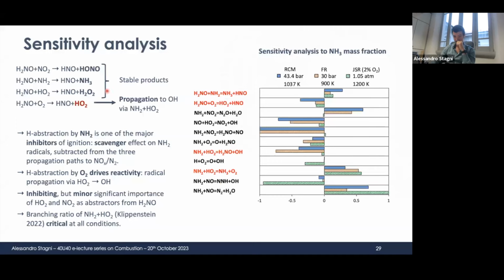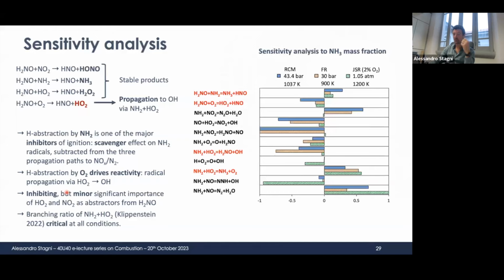So with sensitivity analysis, we found out that the first three H abstractions actually counteract reactivity, as you can see from the sensitivity analysis. Why this? Because they provide more stable products. On the other side, the H abstraction by O2 favors reactivity, as you can see here, because then HO2 propagates to OH via NH2 plus HO2. And H abstraction by O2, which is the last one, is the actual driver of reactivity.